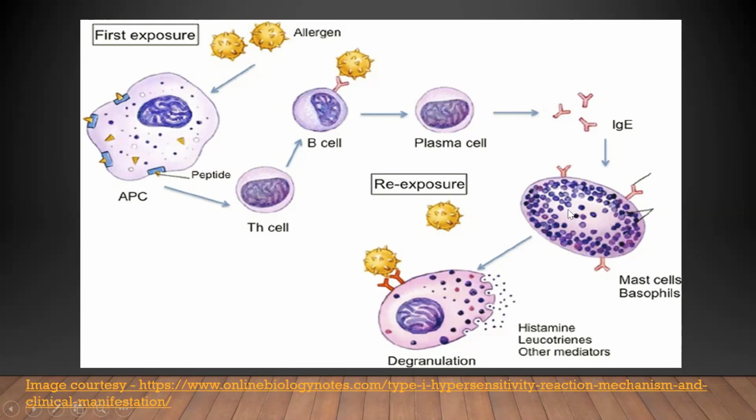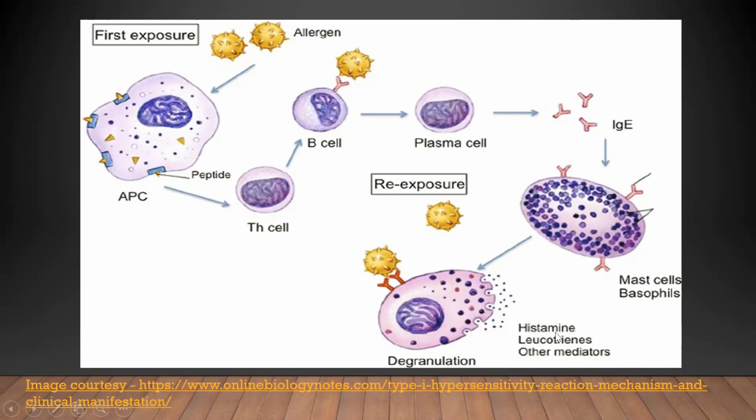Now, in the future, when the individual is again exposed to the same allergen, it is called a re-exposure, maybe second time, third time, and so on. Then what is going to happen? The allergen will directly cross-link the IgE found on the surface of basophils and mast cells. And what is the end result of it? The end result is degranulation. You can see the membranes are bursting. So degranulation of these membranes is going to release all the pharmacologically active mediators into the surrounding medium.